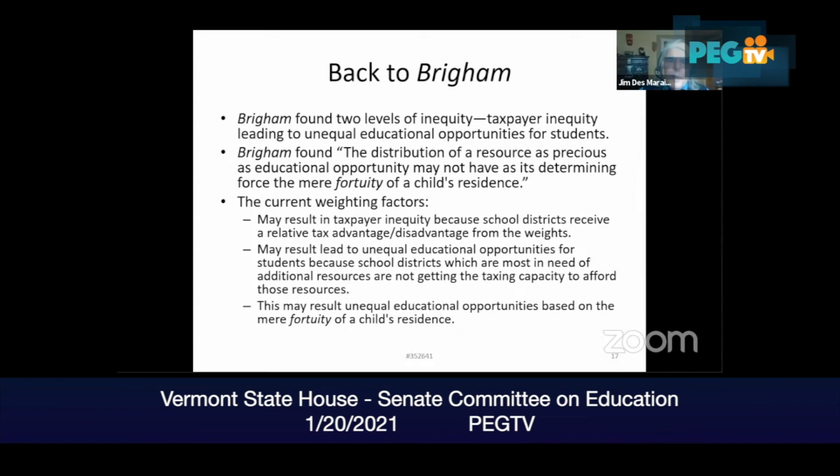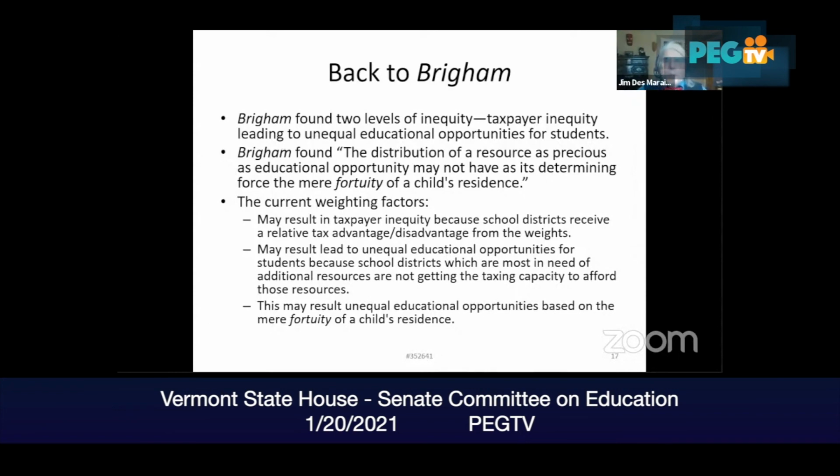So the current weighting factors may result in taxpayer inequity because school districts receive a relative tax advantage or disadvantage from the weights. It may also lead to unequal educational opportunities for students because school districts which are most in need of additional resources are not getting the taxing capacity to afford those resources. And this may result in unequal educational opportunities based on the mere fortuity of a child's residence.